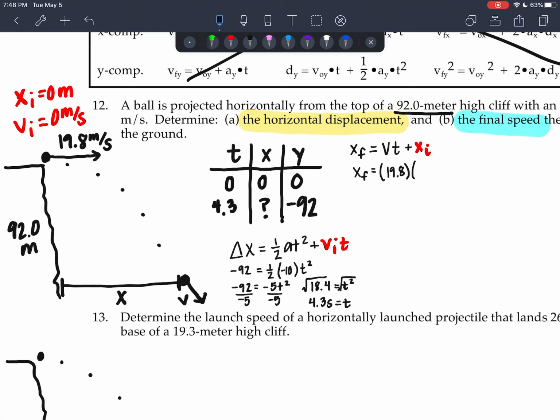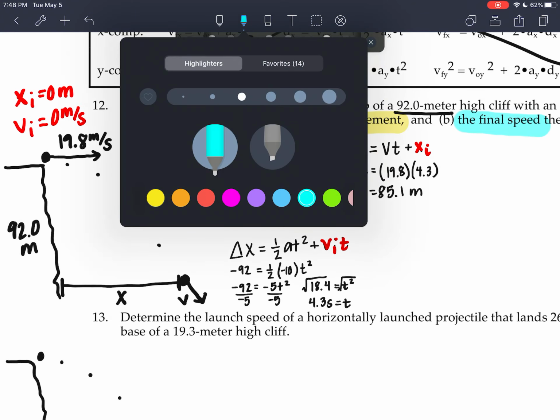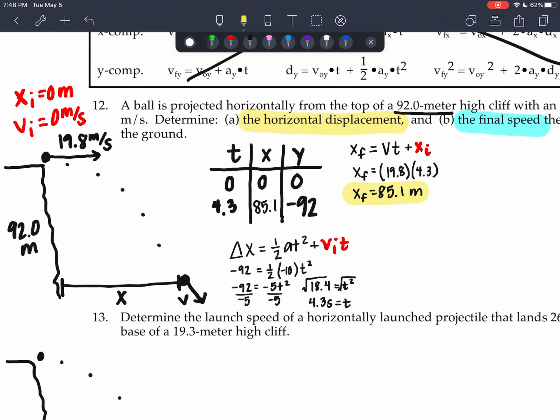And now I know the time that the ball is going to be moving, because after 4.3 seconds, it's going to hit the ground. So when I multiply 19.8 times 4.3, I end up getting a final position of 85.1 meters. So now I can fill in this table with 85.1 for my final position. Now my final position horizontally is the same thing as my horizontal displacement. So my answer to letter A is right here.